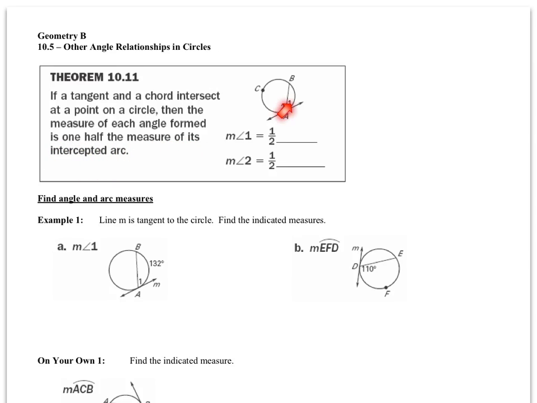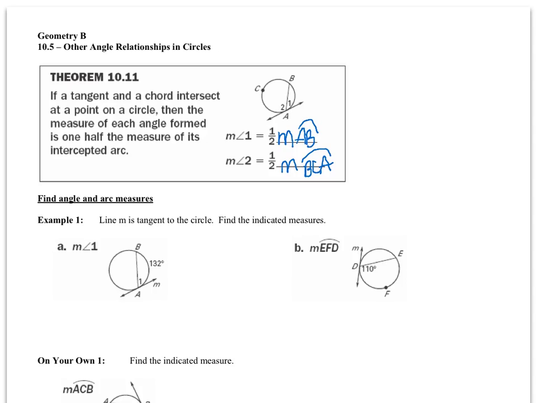So then this angle 1 here is half the measure of this arc AB. And then angle 2, right here, is going to be half the measure of this major arc right there. So half the measure of arc BCA. Or you could call that arc ACB as well. So let's use this idea.